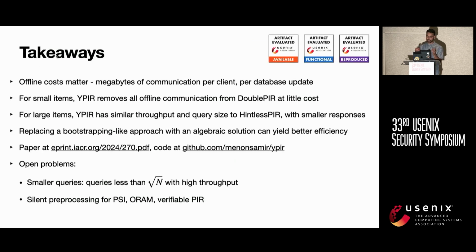So, takeaways from the talk. I think offline costs matter. I think in the real world, these offline downloads are really hard to get working in practice. We think if you're retrieving small items, use YPIR. You can get rid of offline communication for free. For large items, we still have a ways to go, but YPIR is an improvement over HintlessPIR for response size. In general, the broad lesson is maybe, when you're doing something like bootstrapping, see if there's an algebraic solution. You can get better efficiency that way.